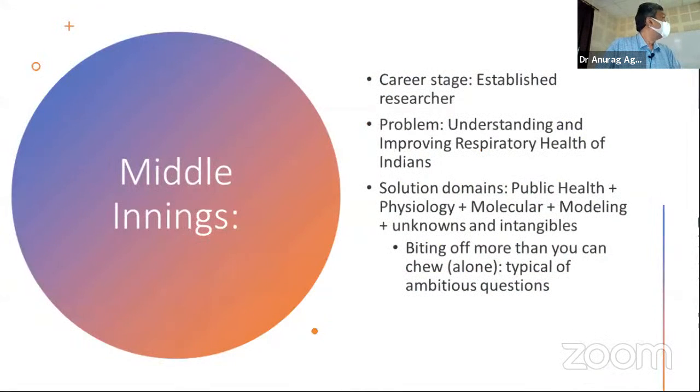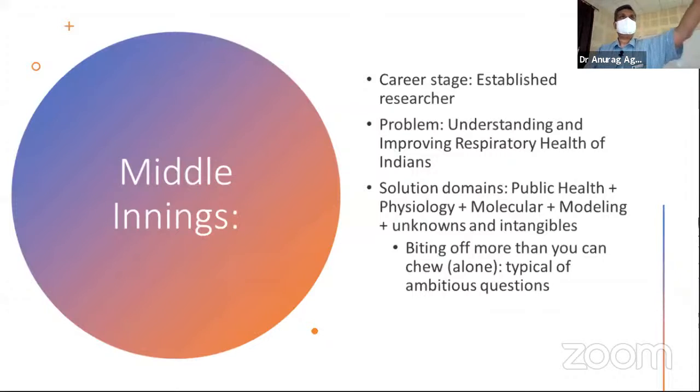So I'm going to come now towards the end. There is no end innings. There is only a middle innings. I will end at my middle innings. At this point, I was an established researcher. And the problem became bigger and fuzzier. I told you in the beginning, right?